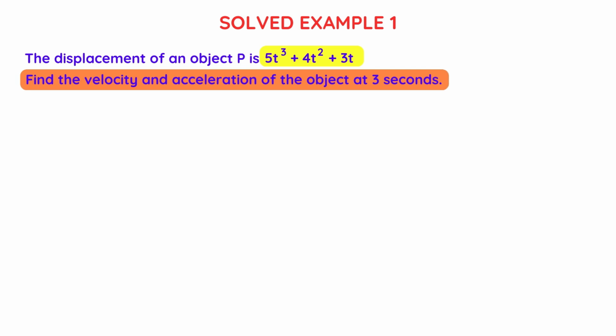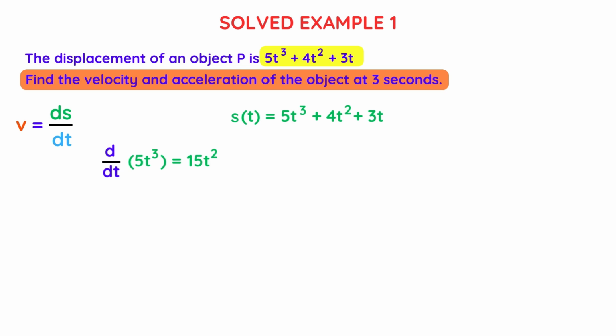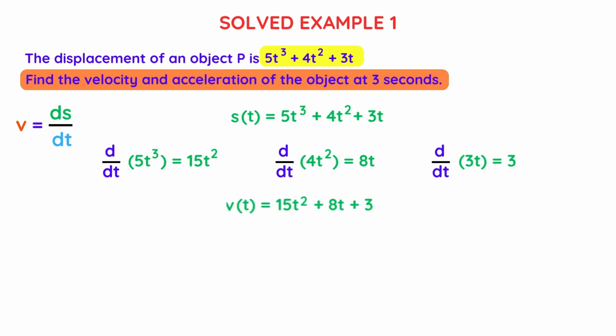Since we are given displacement as a function of time and need to find velocity, we differentiate displacement with respect to time. To find the velocity, we differentiate the displacement function 5t cubed plus 4t squared plus 3t. The differentiation of each term is as follows. The derivative of 5t cubed is 15t squared. The derivative of 4t squared is 8t. The derivative of 3t is 3. So the velocity function is 15t squared plus 8t plus 3.